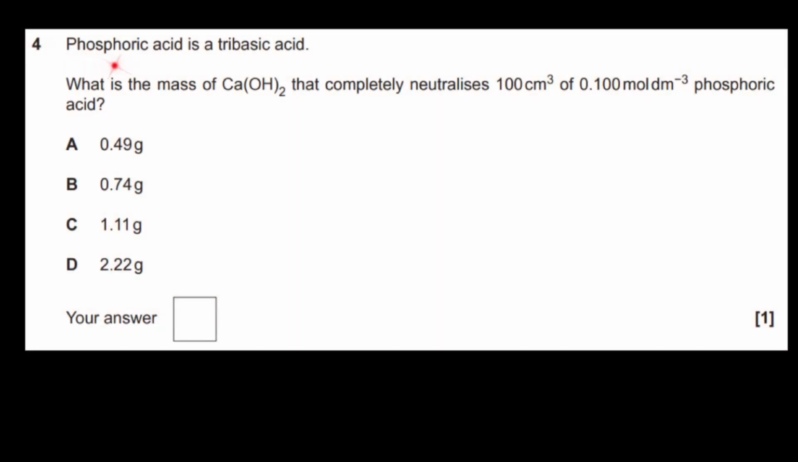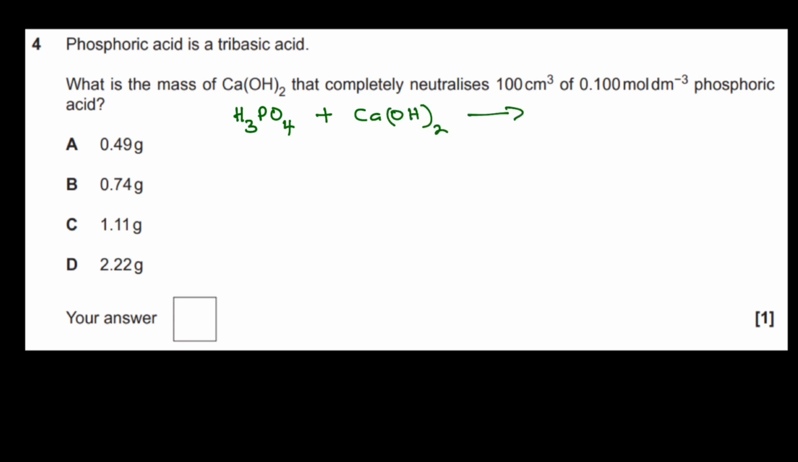Question 4. Phosphoric acid is a tribasic acid. That means it's got 3 hydrogens. What is the mass of calcium hydroxide that completely neutralizes 100 cm³ of 0.1 mol/dm³ phosphoric acid? Phosphoric acid reacts with calcium hydroxide to give?